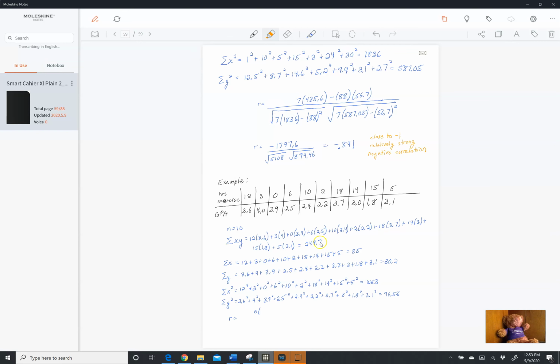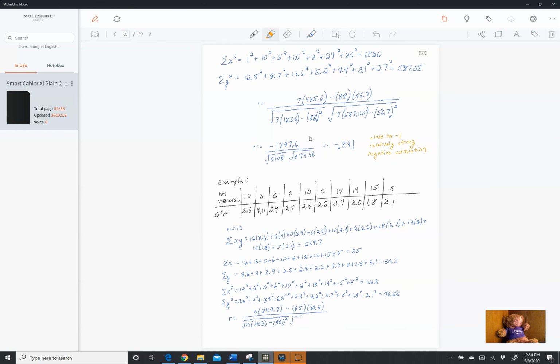249.7. So times this, because that's the sum of xy. And minus the sum of x, so 85, times the sum of y, so 30.2. And then that whole thing is the square root of 10, which was our n, times the sum of x squares, so 1063, and then minus the sum of x, and then take that number and square it.